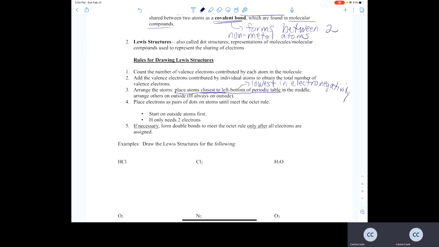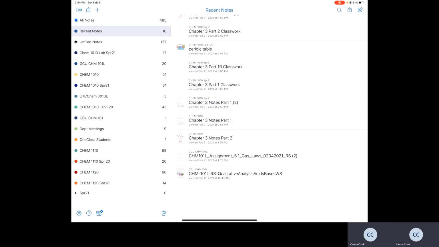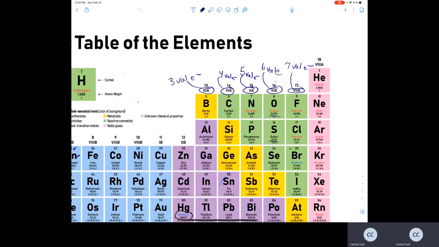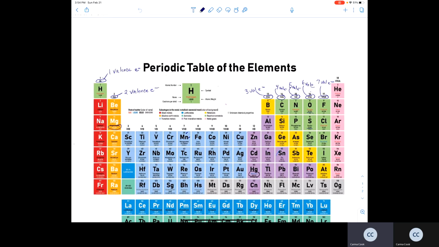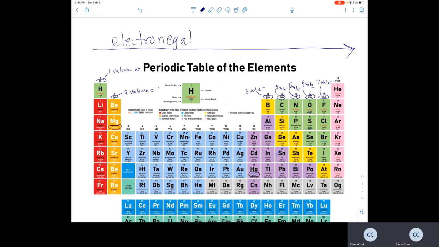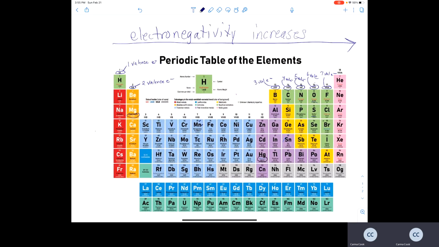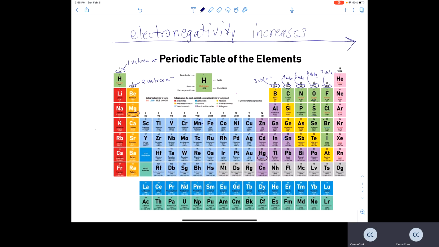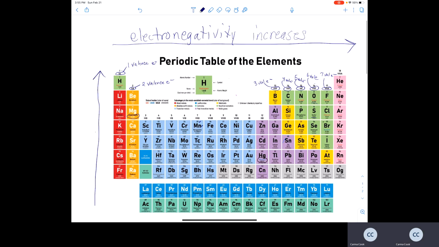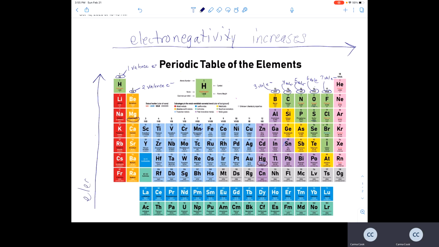So therefore, if we go back to our periodic table, electronegativity increases as we go from left to right across a row in the periodic table. Electronegativity also increases as we go from the bottom to the top of a column in the periodic table.